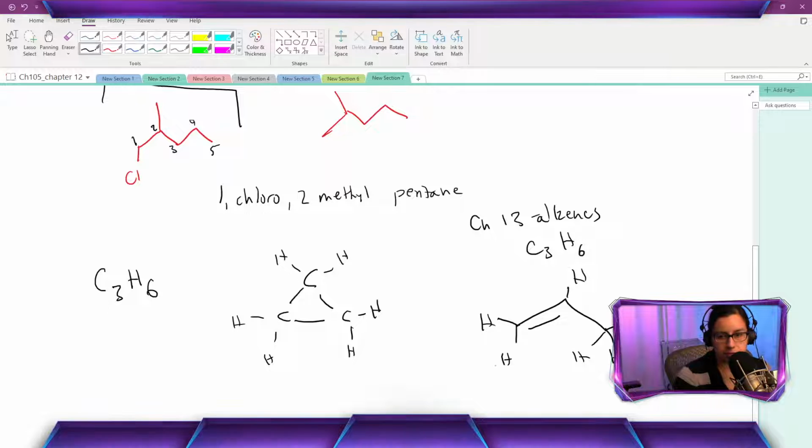And this compound, just to go with our naming, still follows the IUPAC convention. So you count your carbons. I'm going to give the highest priority to this double bond. 1, 2, 3. So this would be 1 propene.